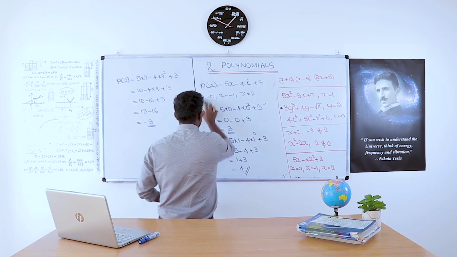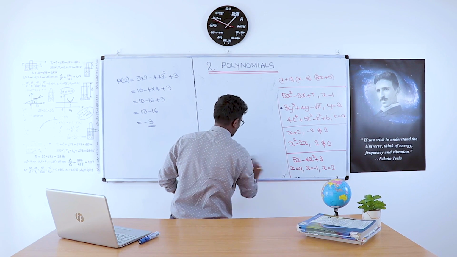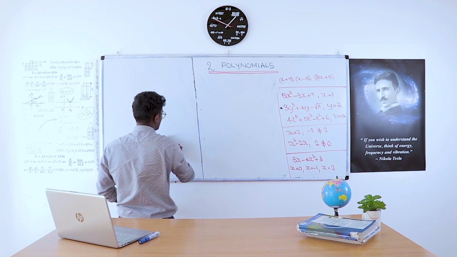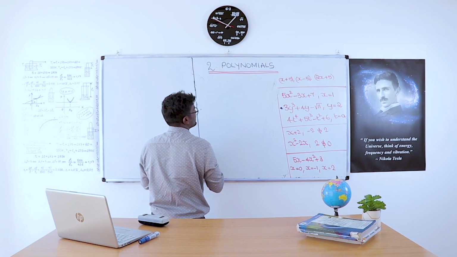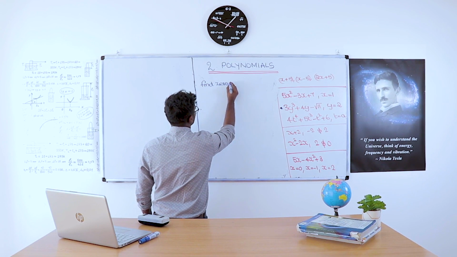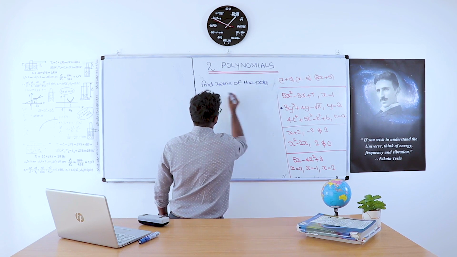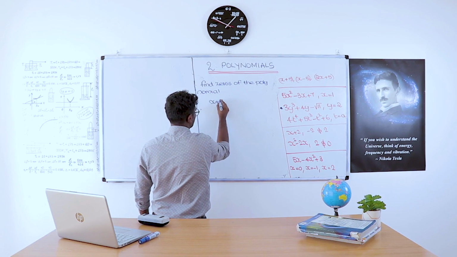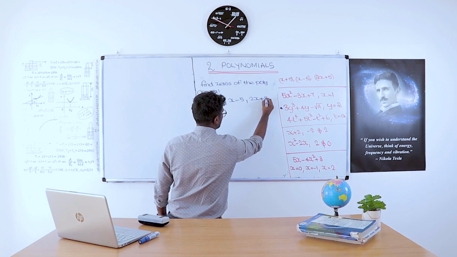The next one is, we want to find zeros of the polynomial. Find zeros of the polynomial x plus 5, x minus 5 and 2x plus 5. We want to find out the zeros of the polynomial.